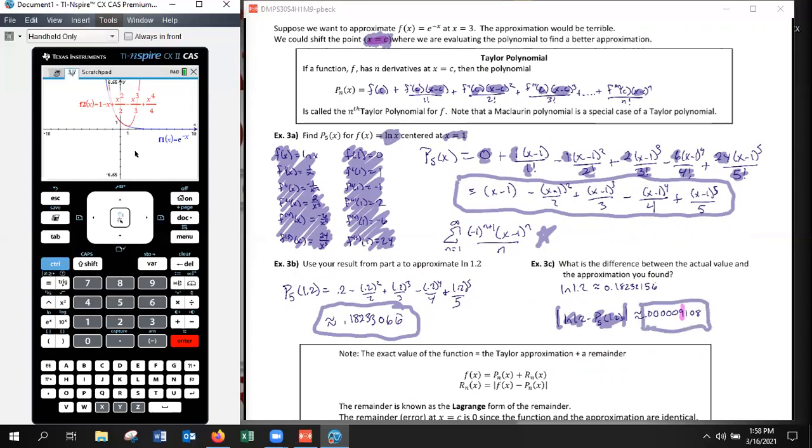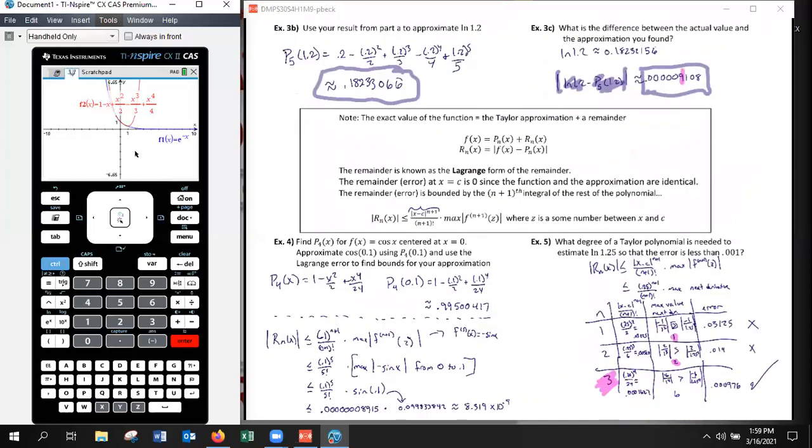What happens if I want a higher degree of accuracy? Well, then I just build a higher degree Taylor polynomial. How would I know how far of the polynomial I want to make in order to have a certain degree of accuracy? And that is where Taylor's theorem comes in, also known as the Lagrange theorem.